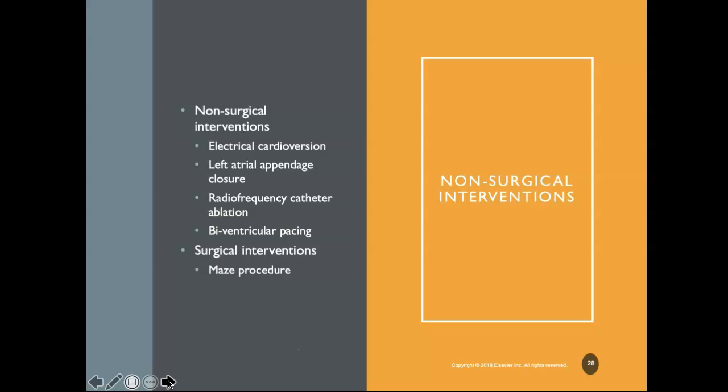Left atrial appendage closure, radio frequency catheter ablation. I did talk a little bit about ablation. Sometimes they kind of zap the SA node. If they have some of those clients that have supraventricular tachycardia or problems with that, they may kind of zap it with those radio frequencies to try to keep it from going into those rhythms. The biventricular pacing I talked about already. Other surgical interventions might be the MACE procedure, but I think we talked about everything that you need to know.